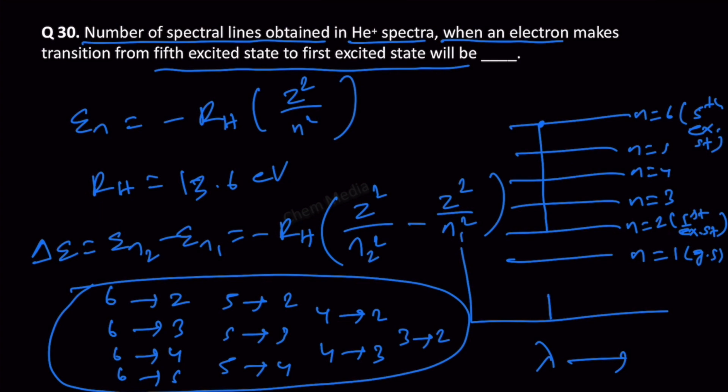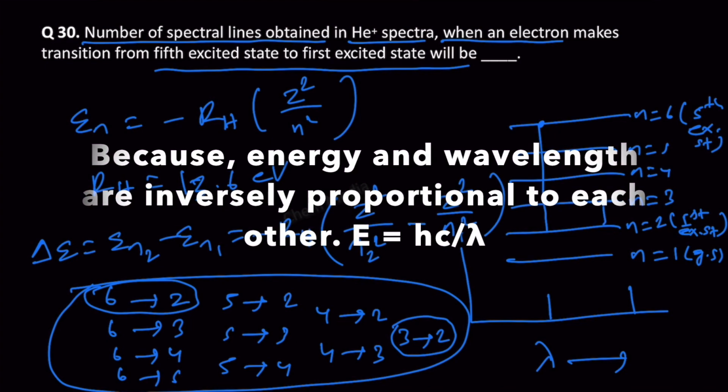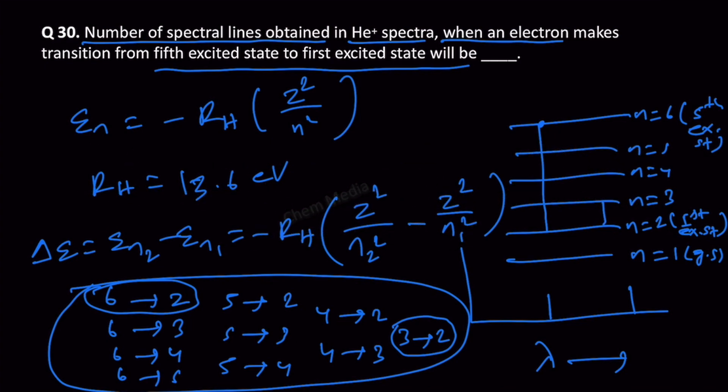The largest energy gap will be this one, therefore the lambda will be smallest, and the smallest energy gap will be this one, therefore the lambda will be longest wavelength will be this one, the n equal to 3 to n equal to 2. But in between we have 8 spectral lines, so that would also appear in between here, 1 2 3 4 5 6 7 8. So we would get 10 spectral lines in total.